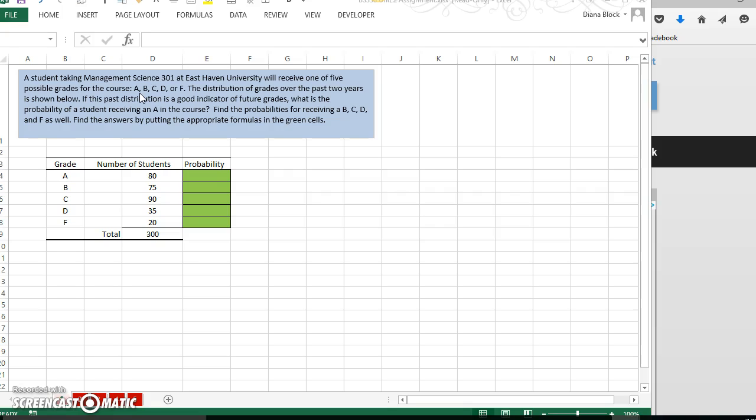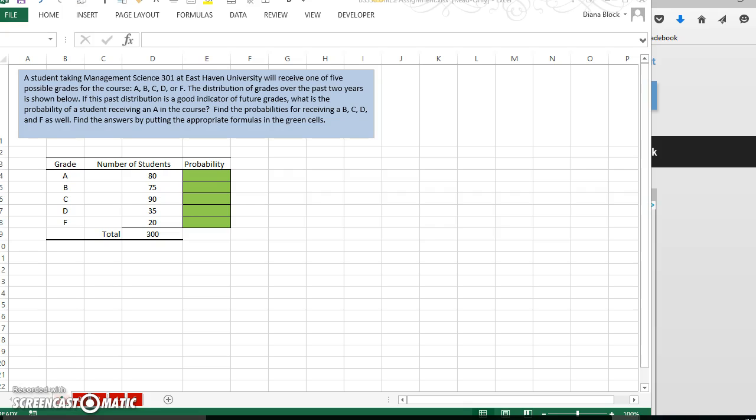So based on that information, we want to find the probability of a student receiving a specific grade in the class based on the historical information, the probabilities given there, or the number of students that we have, and we want to calculate the probability. In order to do this, all we're going to do is follow an example that's on page 25 of your textbook. So this is the probability calculation that's in an example on page 25.